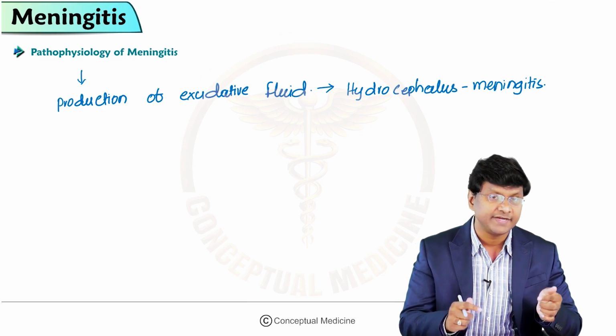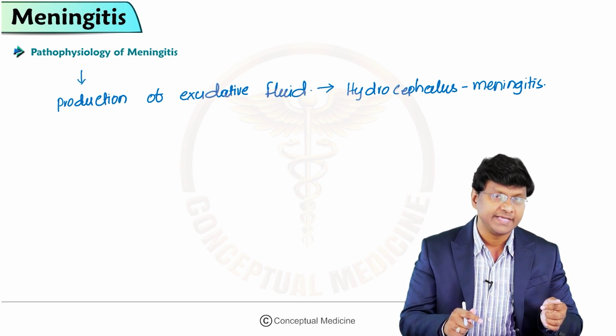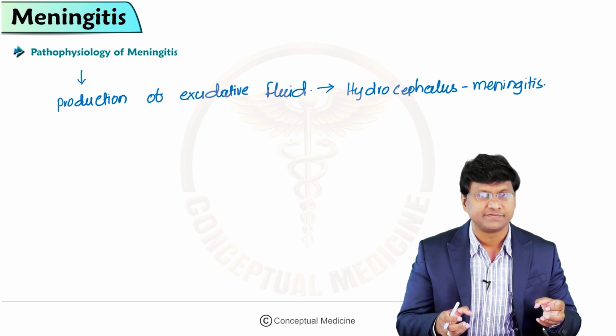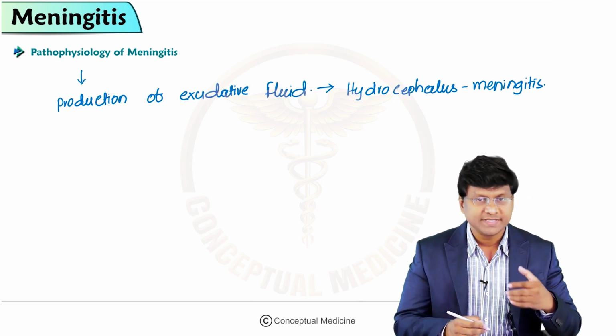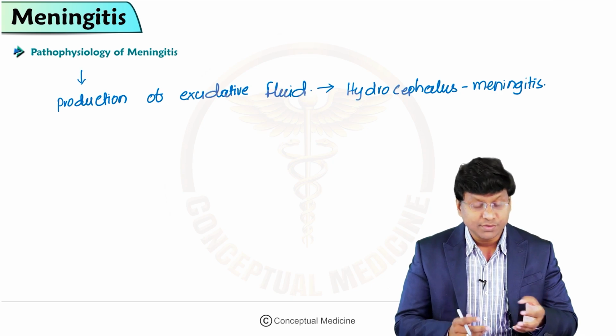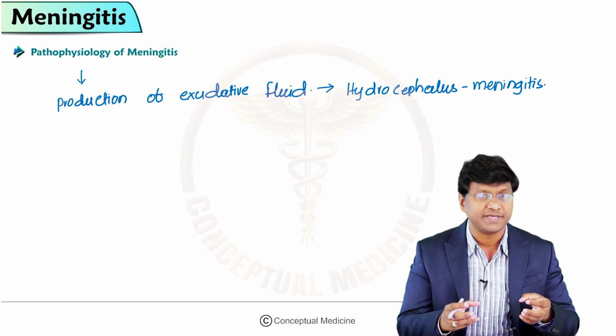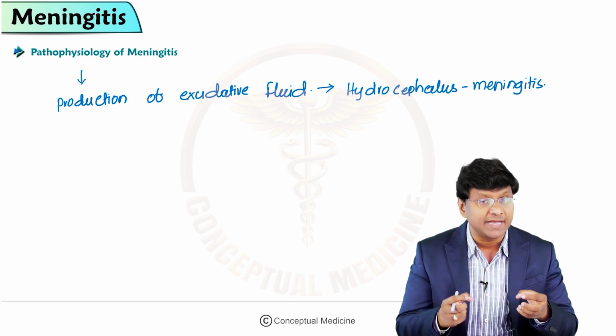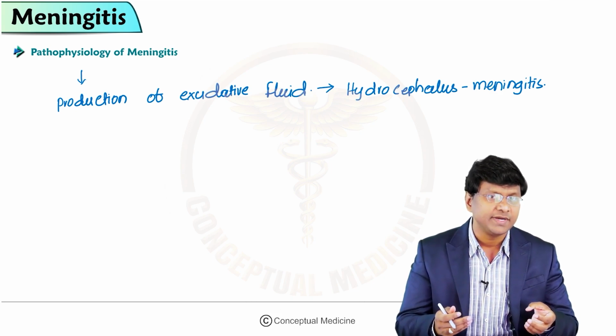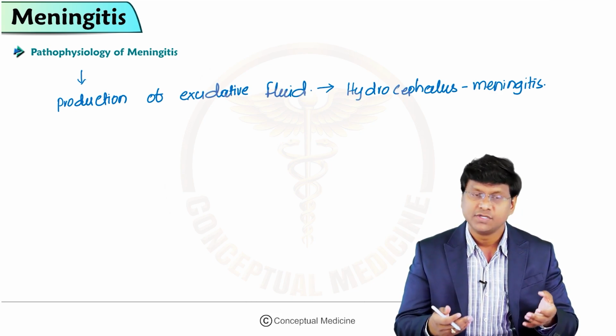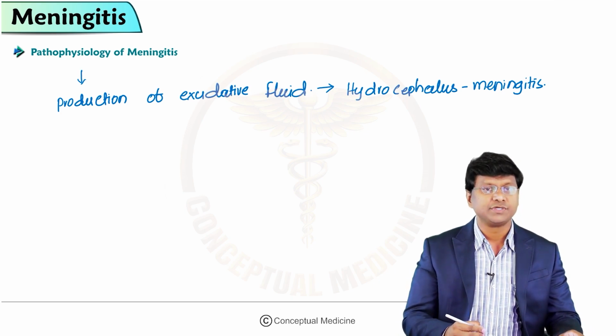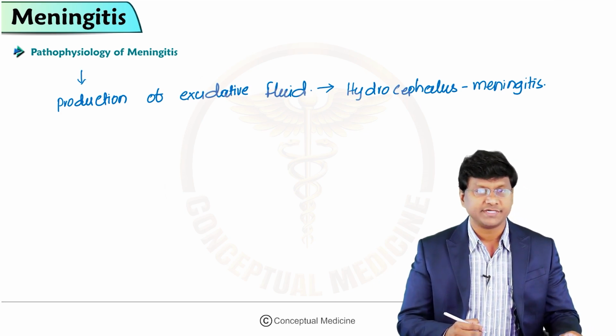It is actually the lymphatics present in the subarachnoid layer of the meninges that absorb the CSF. But here, once there is fibrosis of the meninges, the subarachnoid layer will not absorb the CSF. Once it does not absorb the CSF, what will happen? That will make the individual land up in the development of hydrocephalus.